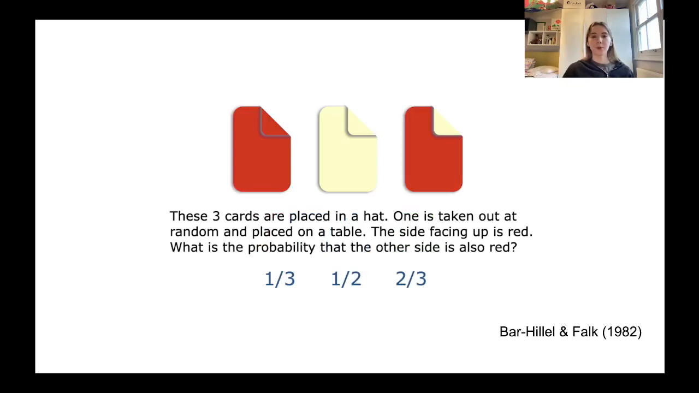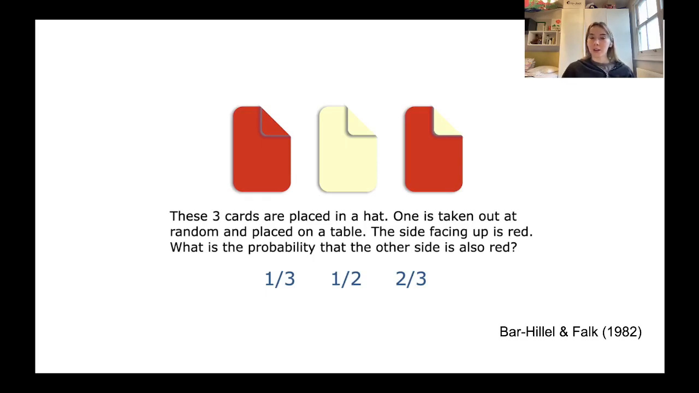The second example was tested by Bar-Hillel and Falk in 1982, and the problem goes something like this. There are three cards placed into a hat. One is taken out at random and placed on a table. The side facing up is red. What's the probability that the other side is also red?